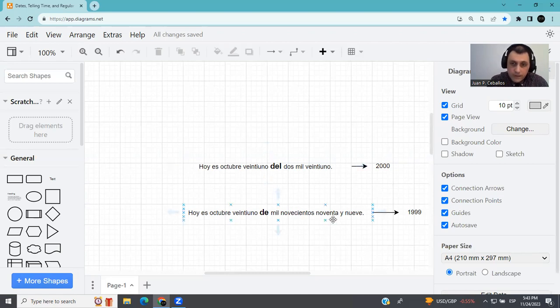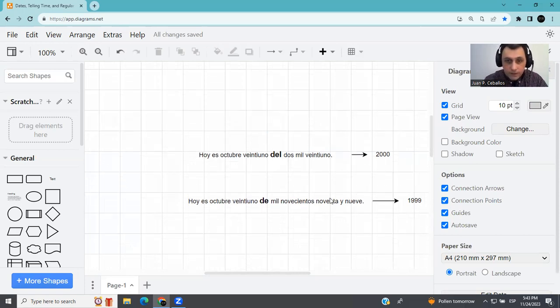When you are using 1999 and below, you're talking about the year. Example, today is October 21 of 1999. You're saying of. In this case, it's a direct translation. You just say of 1999 and below, that's correct. But with 2000, then there is a problem there. You have to pay attention to that.